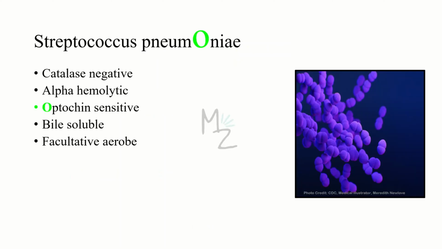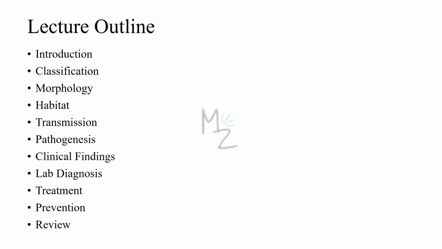It is a facultative anaerobe. Lecture outline: we are done with the introduction. Now we'll be talking about the classification of Streptococcus. We'll also talk about the morphology, habitat, transmission, pathogenesis, clinical findings, lab diagnosis, treatment, and prevention of Streptococcus pneumoniae, and how can we end this lecture without reviewing it. So at the end, as usual, we'll review the lecture.